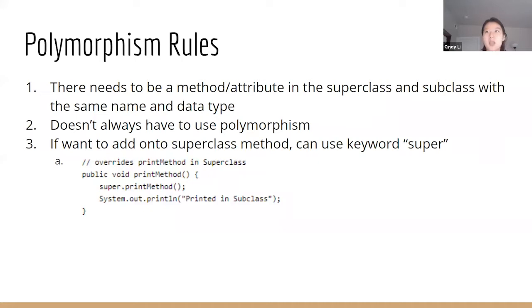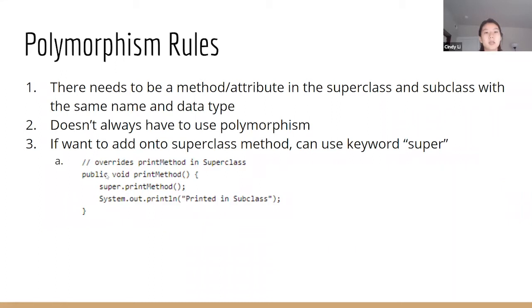Number 3, if you want to add onto the superclass method, you can use the keyword super. We'll definitely talk more about this, and I'll demo how to use the word super, but we talked a little bit about it last class. I don't know if you remember, but super basically refers to something in the superclass. So for example, if we have a print method in superclass and we have a print method in subclass, this is a snippet from the subclass.